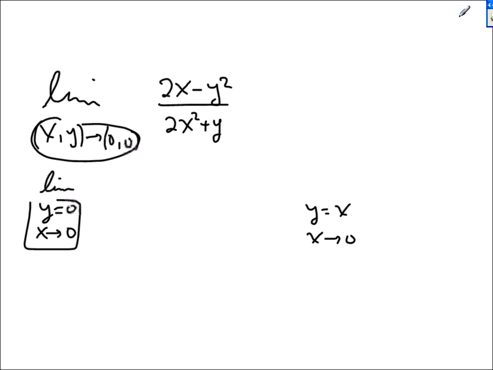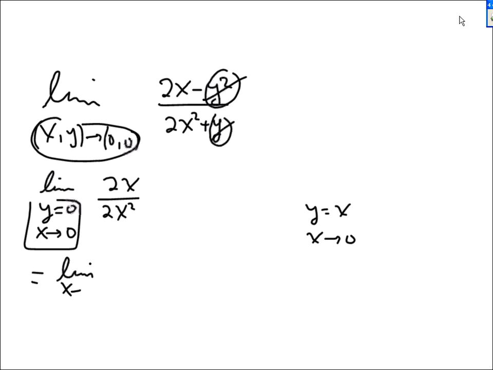So let's do this one. Now y is 0. That's 0. That's 0. So what you have is 2x over 2x squared. Now since there's no y's, I won't even mention y. But I will mention that it reduces, as long as x is not 0, and it is not, to 1 over x. And 1 divided by a number close to 0 is infinity. In fact, it's plus or minus infinity.